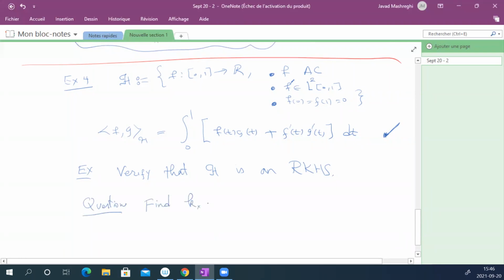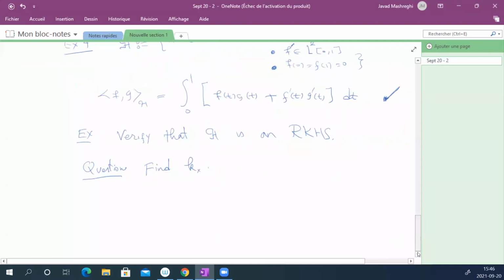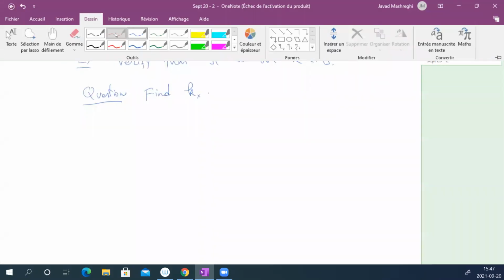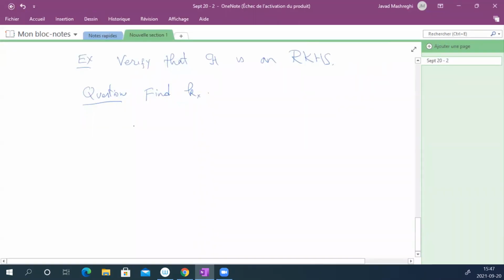Find kx. All the time, what is our starting point? All the time, our starting point is the fact that f of x should satisfy this for all f in this space.